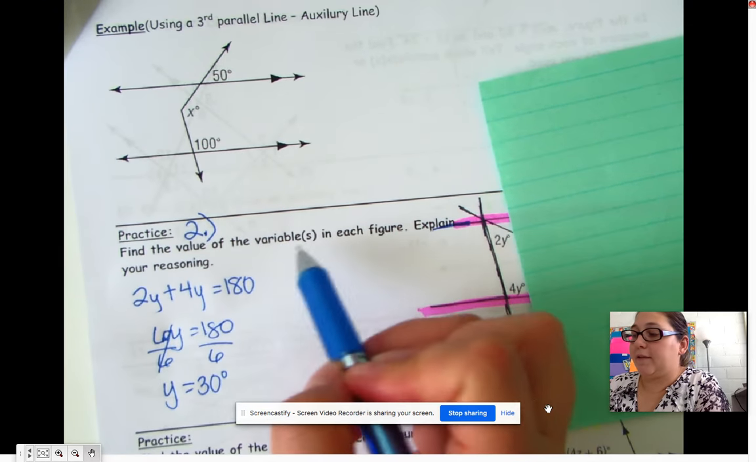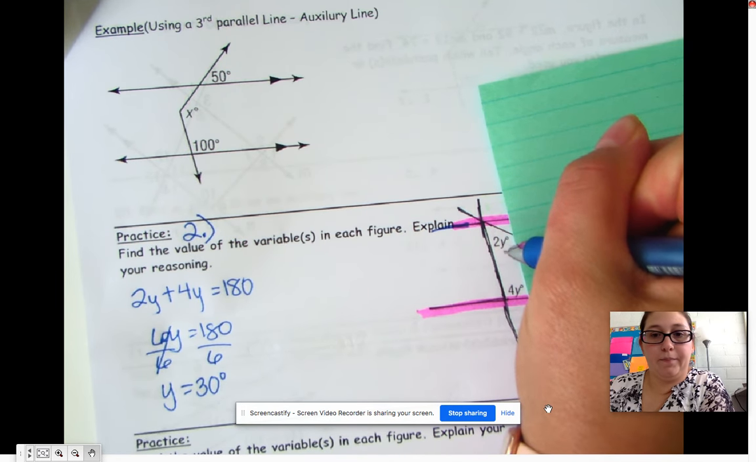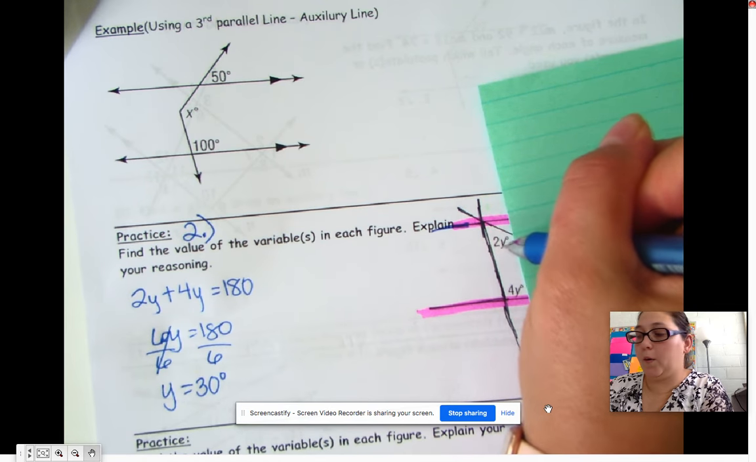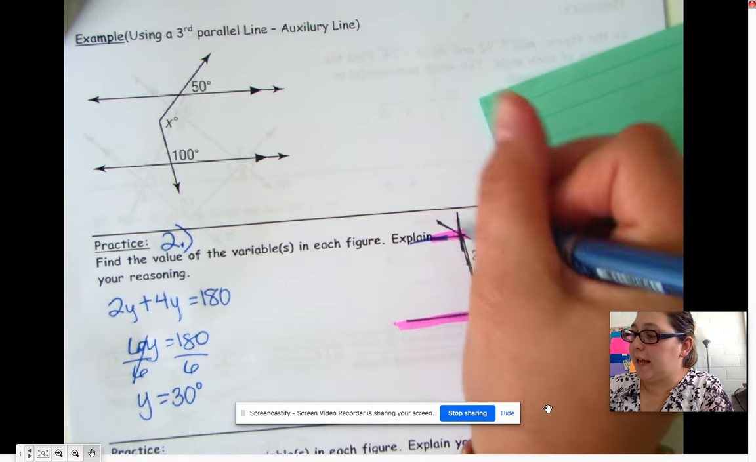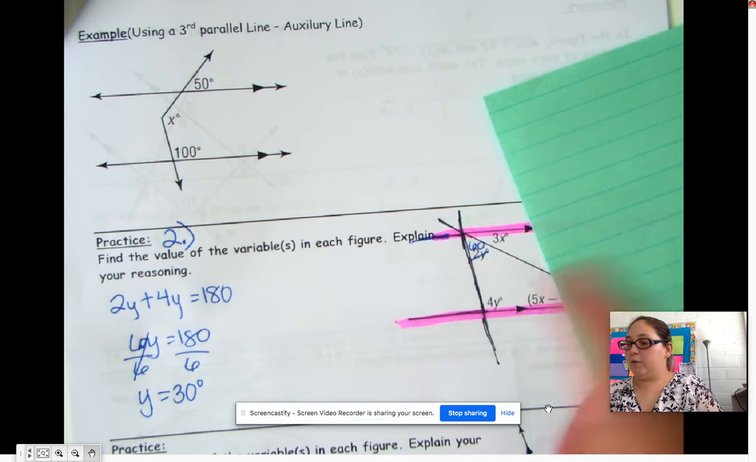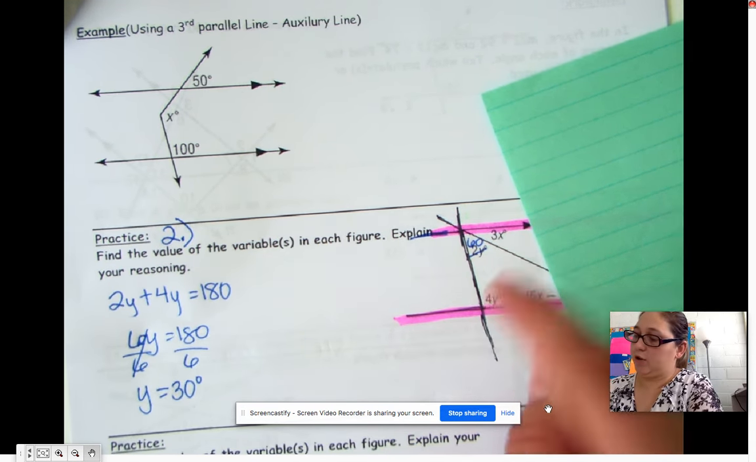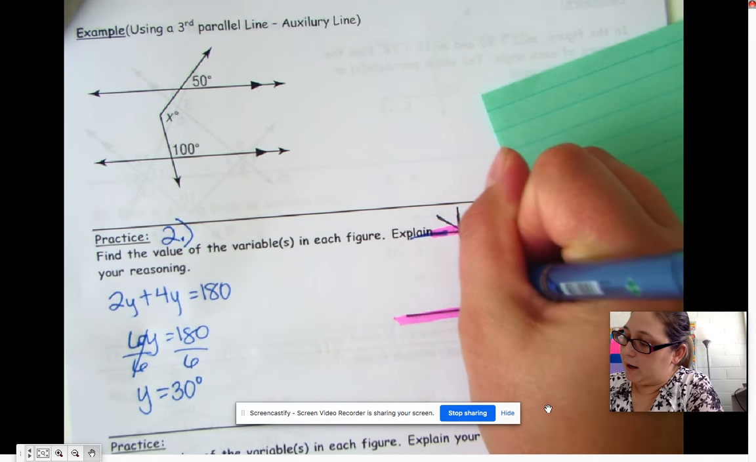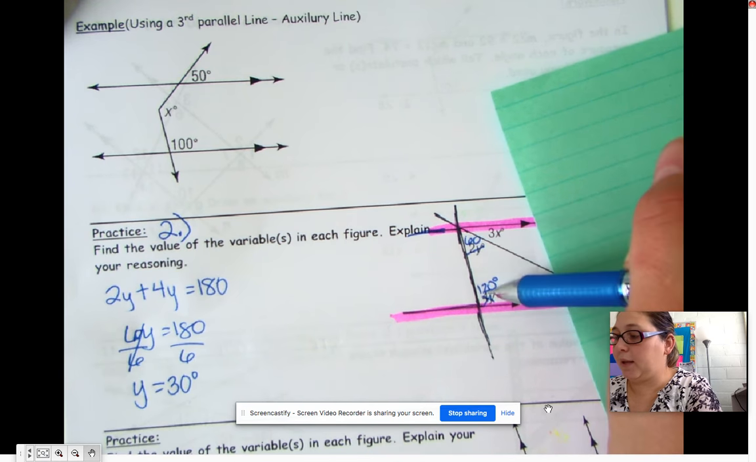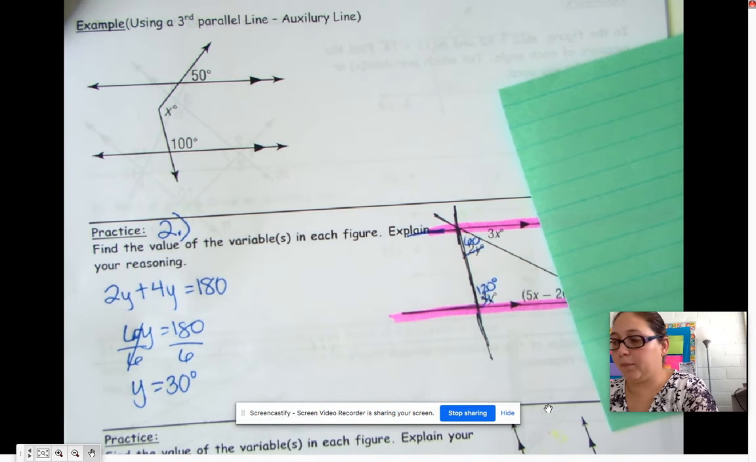What that means is the variable is 30 degrees. That does not mean this angle is 30 degrees. If we wanted to know the angle, it would be 30 times 2, so this angle is actually 60 degrees. And if we wanted to know this one down here, we know that 4 times 30, because y is 30, is 120. So this would be 120. Then you can ask yourself, does 60 plus 120 equal 180? If it does, then you did it right.